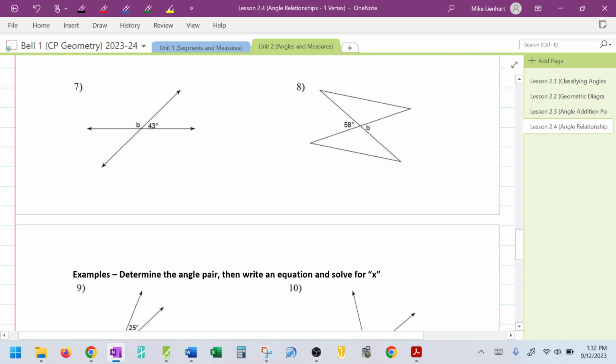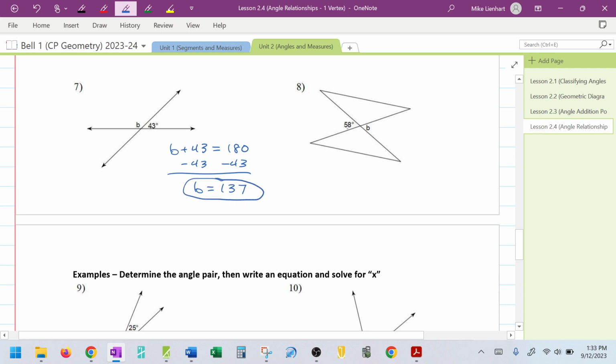Okay, next one. I look at B and 43, and I look at the way they're presented. I know that those form a linear pair. And because they form a linear pair, I know I can write the equation B plus 43 is 180. I'm going to subtract 43 from both sides, and I get B is equal to 137.